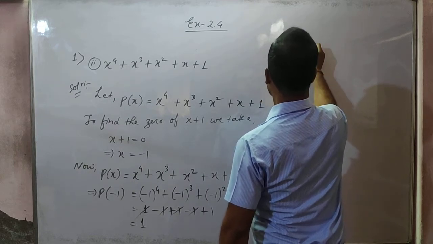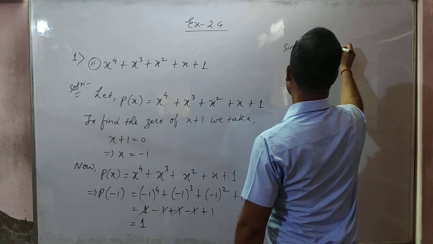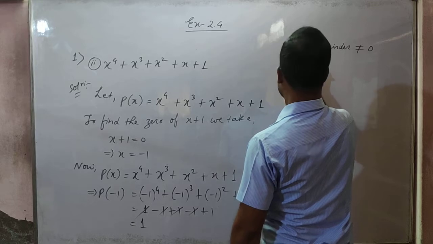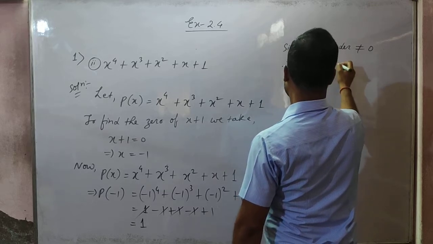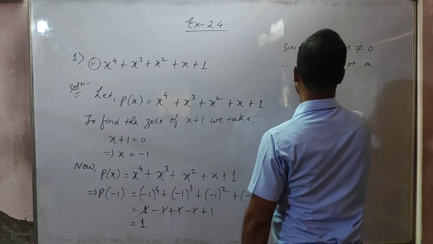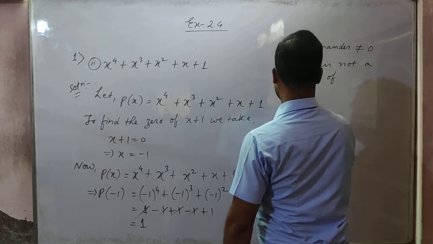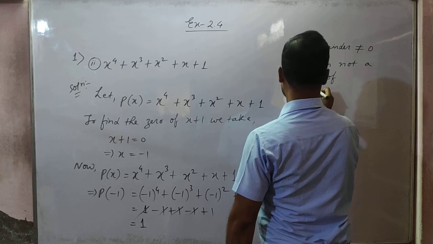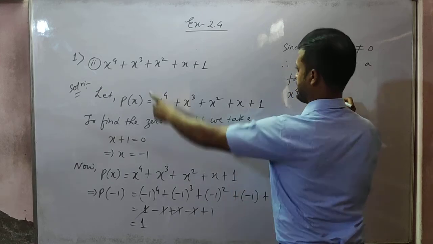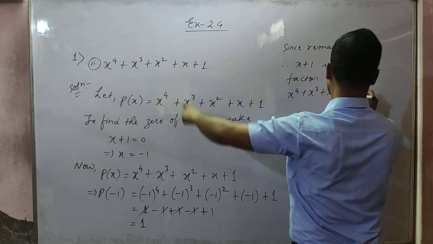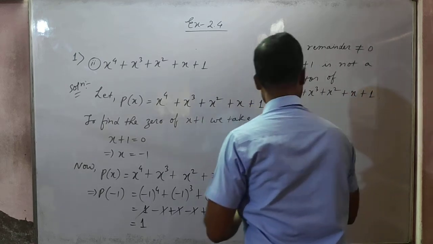Therefore, since the remainder is not equal to 0, x plus 1 is not a factor of x to the power 4 plus x cube plus x square plus x plus 1.